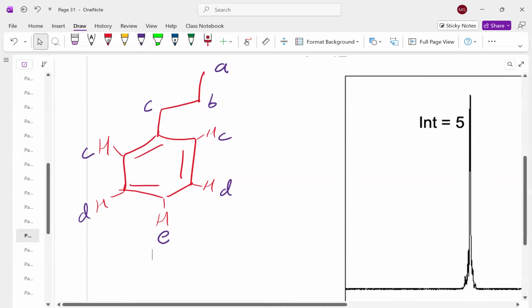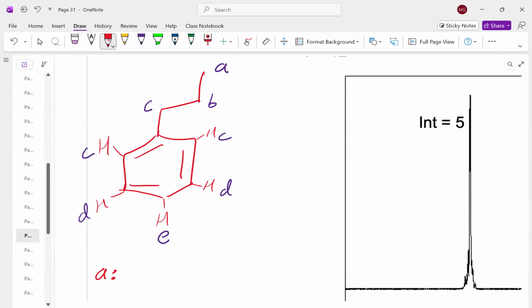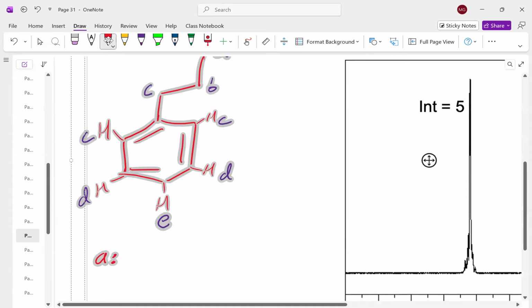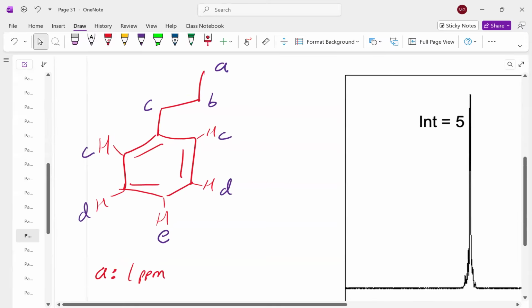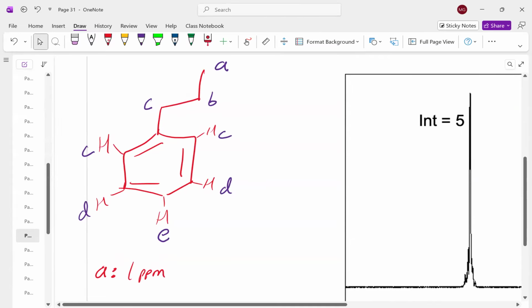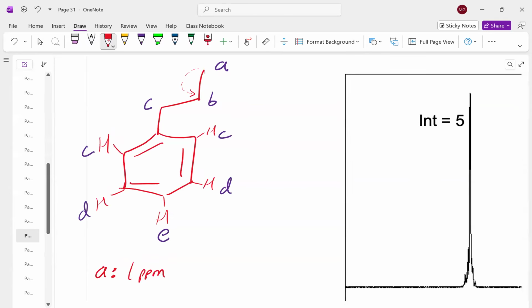Now let's start doing some predictions. A is a primary carbon, nothing remarkable around it, just more carbons, and so I'd start to look for it around 1 ppm. If I were to predict the splitting of A, how many hydrogens are adjacent? Again, I'm just going to go 1 carbon over. How many hydrogens are there for B? There's 2, so I'd expect it to show up as a triplet.